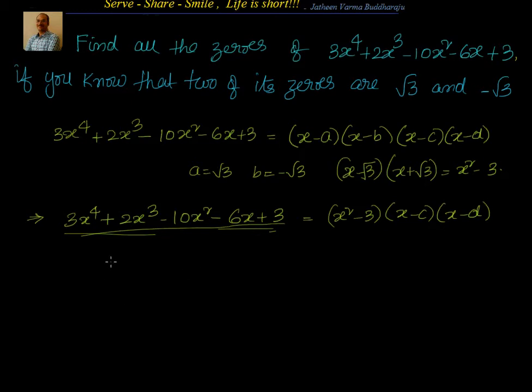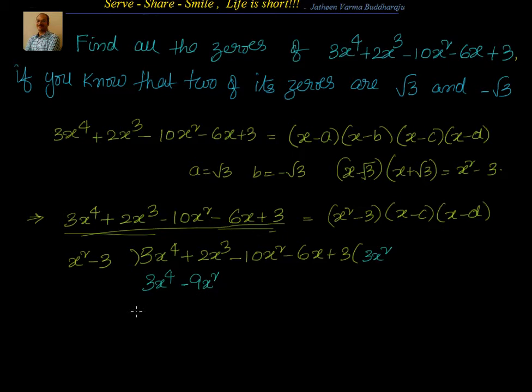So let me try to divide that. I will have 3x to the power of 4 plus 2x cube minus 10x square minus 6x plus 3, and I have to divide that with x square minus 3. I'm thinking that you are already aware of this division, so I'm not going to explain. I'm just going to do this. 3x to the power of 4 divided by x square is 3x square. So I'll write down 3x square into x square is 3x to the power of 4. 3x square into minus 3 is minus 9x square.